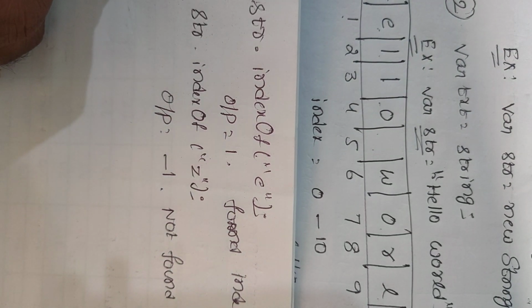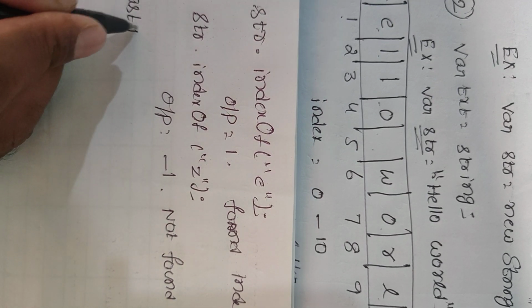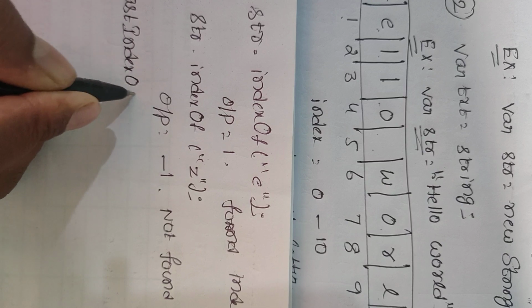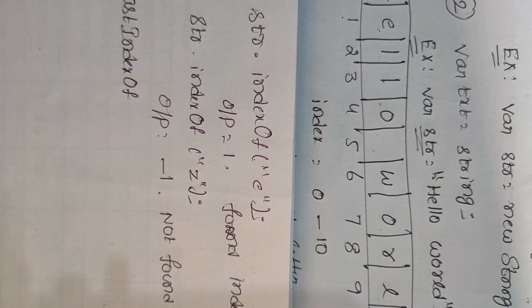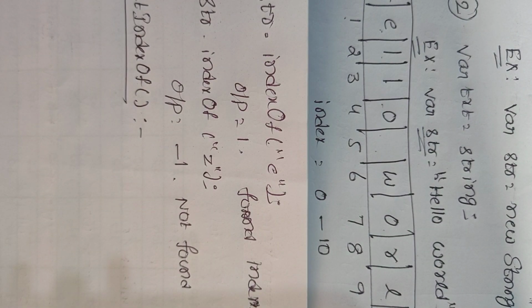The next function is lastIndexOf. Here lastIndexOf is another type of string object function. The lastIndexOf method returns the position of the last found occurrence of a specified value in a string.